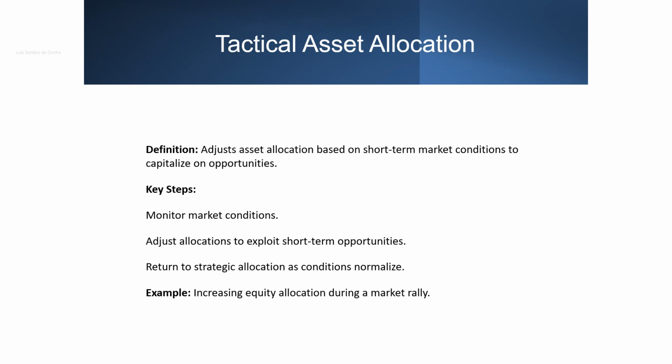Tactical asset allocation adjusts asset allocation based on short-term market conditions to capitalize on opportunities. The key steps include monitoring market conditions, adjusting allocations to exploit short-term opportunities, and returning to the strategic allocation as conditions normalize. For example, increasing equity allocation during a market rally can enhance returns.